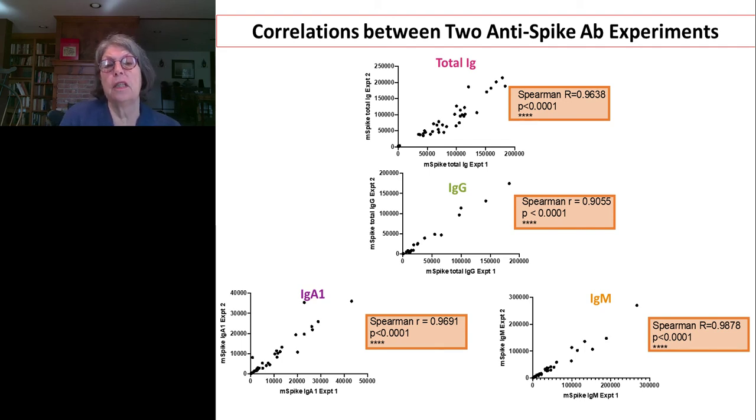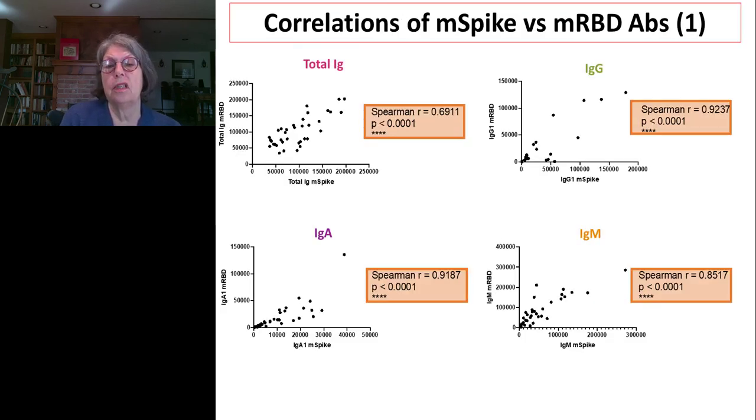And you would expect that there would be a correlation in the presence and levels of antibodies to spike and to RBD. And that also is true. As you can see here, all of the p-values are less than 0.0001.